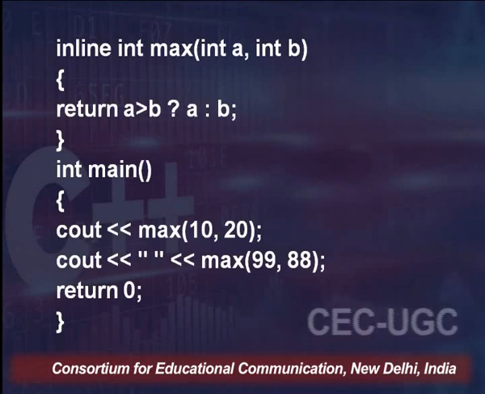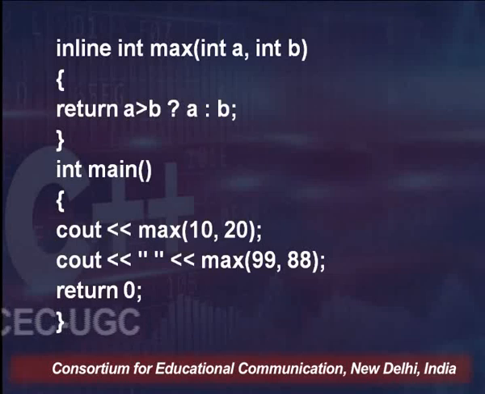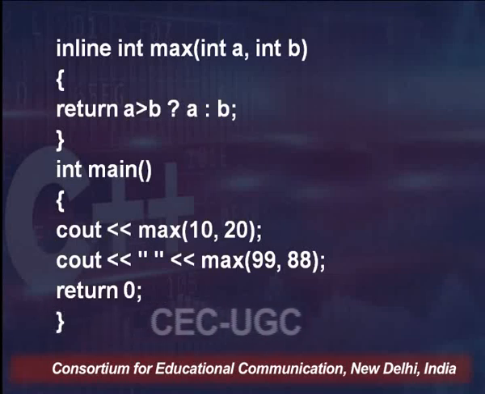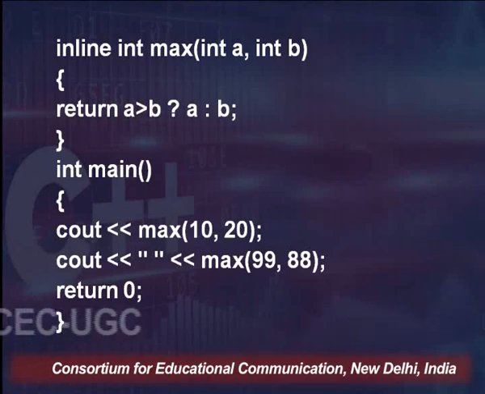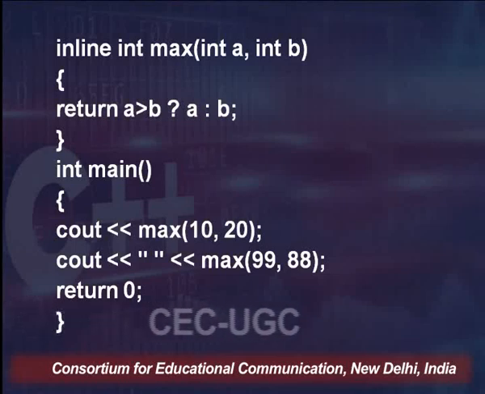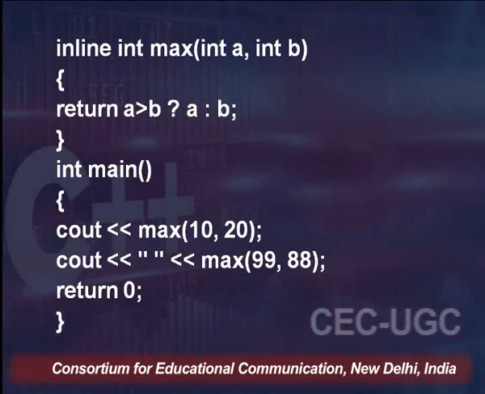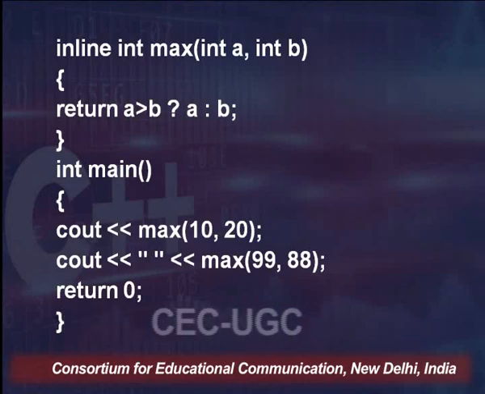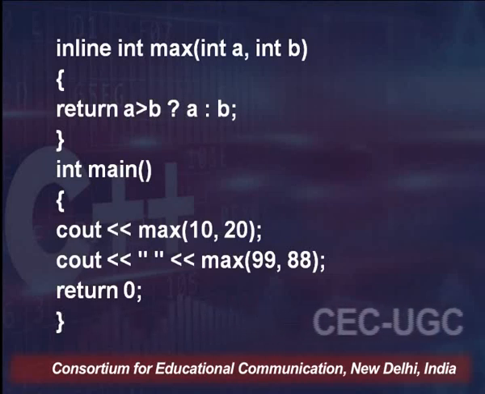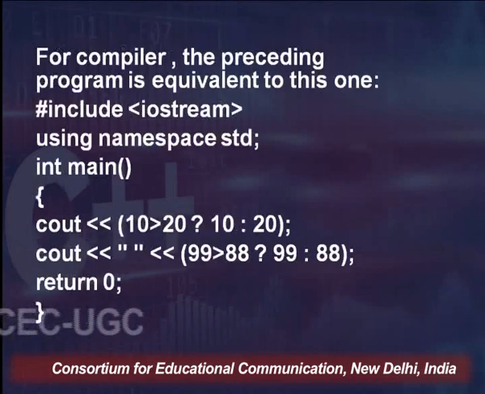Now, as it is defined as an inline function, within the main, when I have used max 10, 20 and max 99, 88, what is actually happening? Generally with functions, while encountering the call of max 10, 20, that function will be called, and the control jumps to the definition of max, but here it is not going to be executed like this. Now, your max is actually a function which is inline.